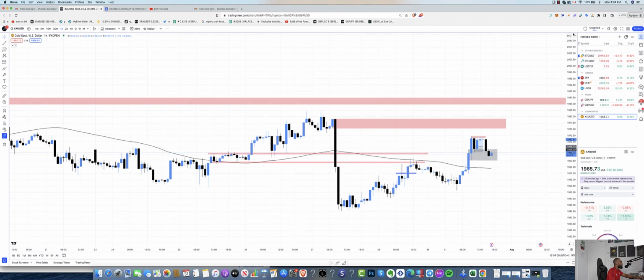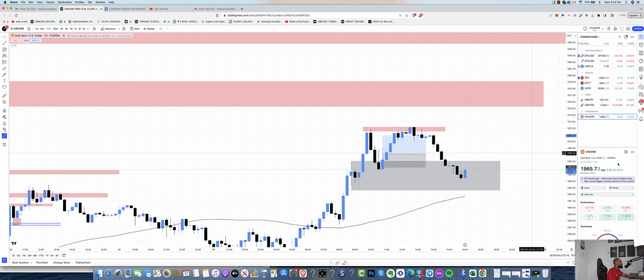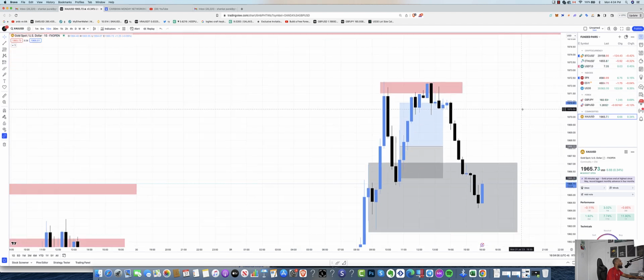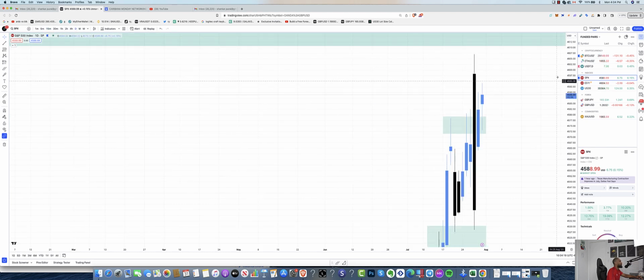Pretty simple, straightforward, not too much going on. I mean, trading is really supposed to be simple, not too complicated. We don't have indicators, just use price action, and you'll eventually be able to make some of these trades too. So now let's look at the S&P 500.